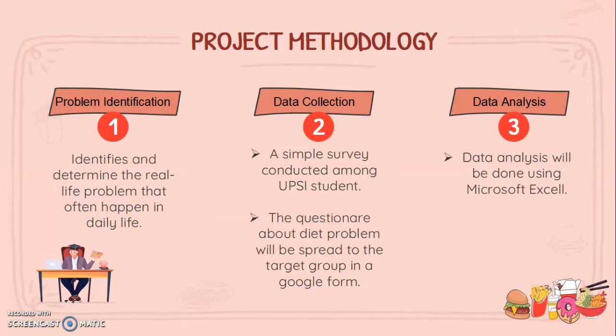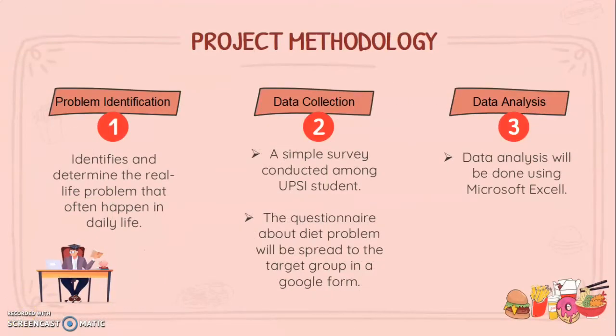Next, data collection. A simple survey will be conducted among UPSI students. The questionnaire about diet problem will be spread to the target group in a Google form. The target group or the sample that involved in this survey are 33 students. And finally, data analysis. The data that has been collected from the survey will be analyzed using Microsoft Excel to get the solution for this diet problem.